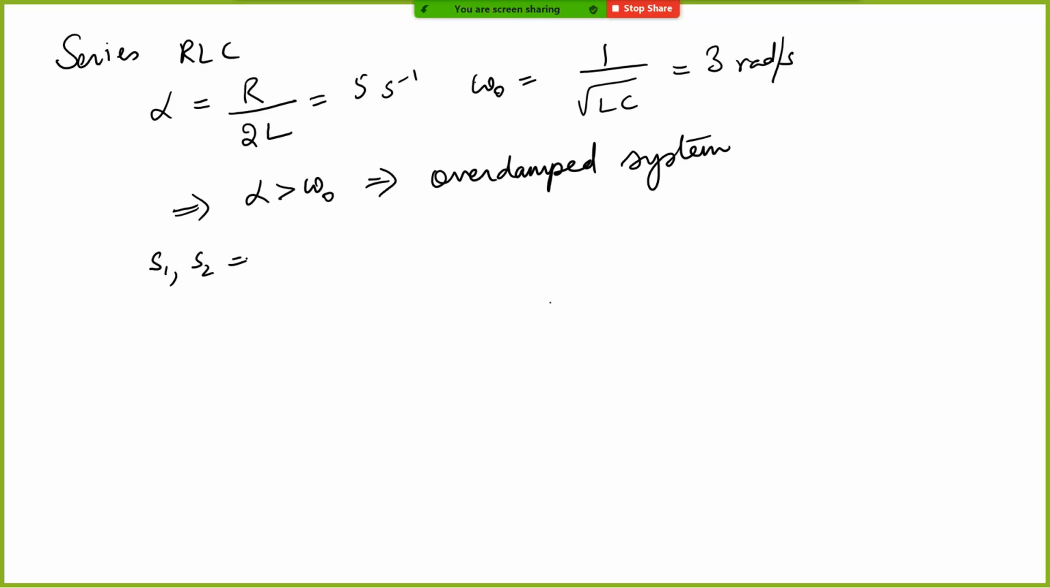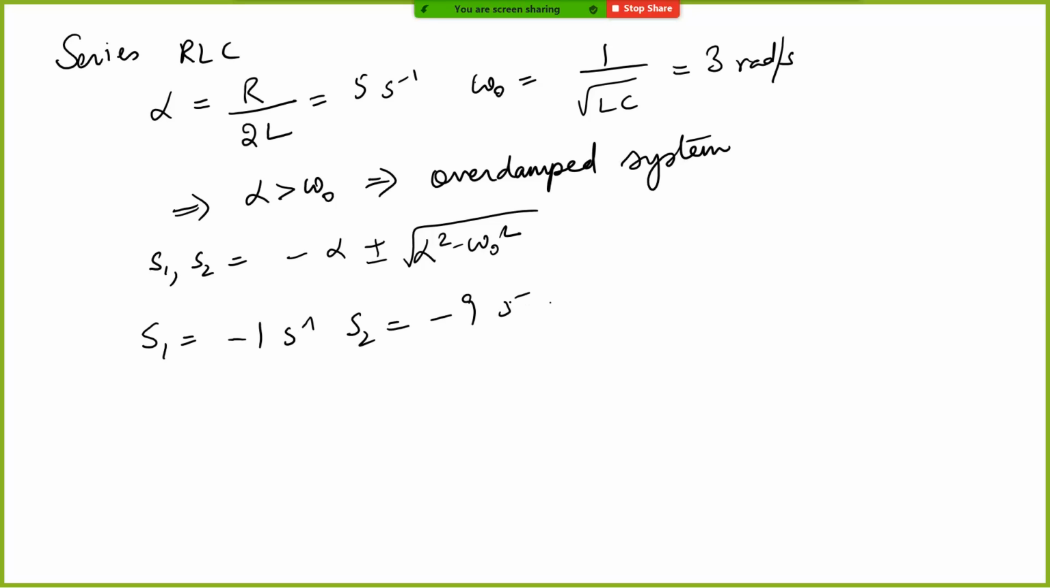Now if it's an overdamped system, S1 and S2 are given by minus alpha plus or minus root of alpha squared minus omega naught squared. Both the roots of this characteristic equation will be real. So S1 and S2 are -1 and -9 second inverse.